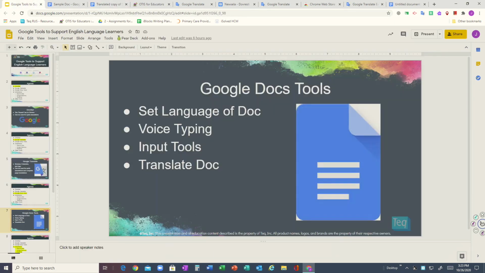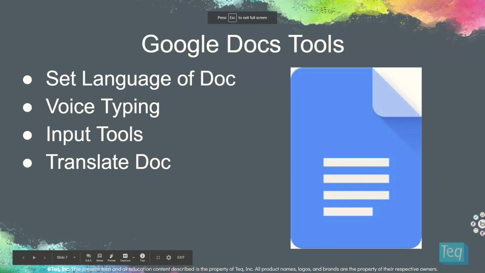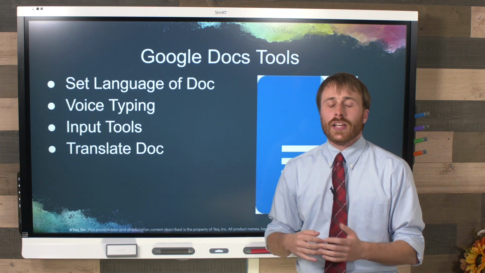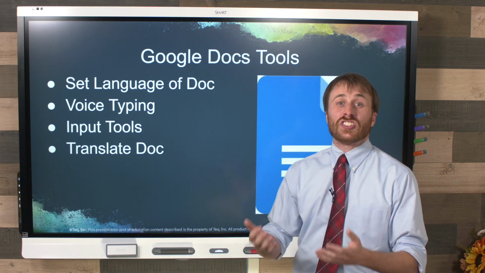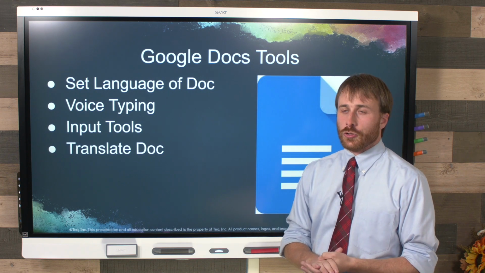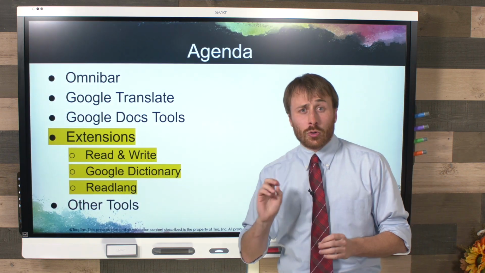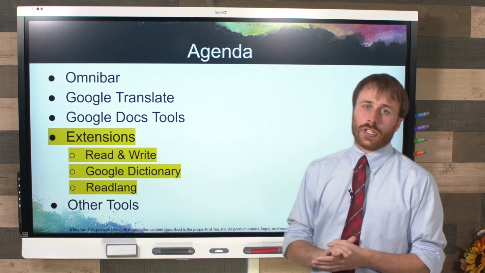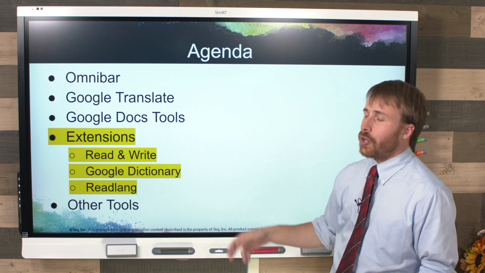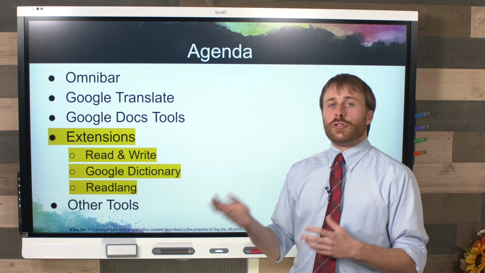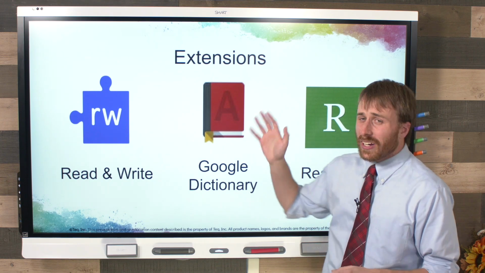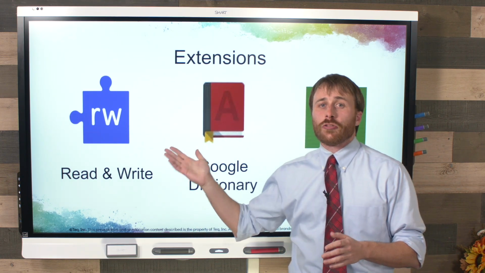So super quick and easy, an entire doc can be translated just with a click of a button inside of Google Docs. You're probably already using it in your classroom if you're using Google Tools. It's a great way to have your ELLs learn the English language, become more comfortable with the English language, and you also have that kind of safety net of being able to use their native language as well. So the Google Docs tools, I highly recommend checking out. We're also going to take a look today at some extensions that you could use in the classroom. Read and Write, Google Dictionary, and Readlang. All of these extensions can be used by your ELLs to help them become more familiar with English while navigating the web. So we're going to take a look at each of these at the computer, starting with Read and Write.